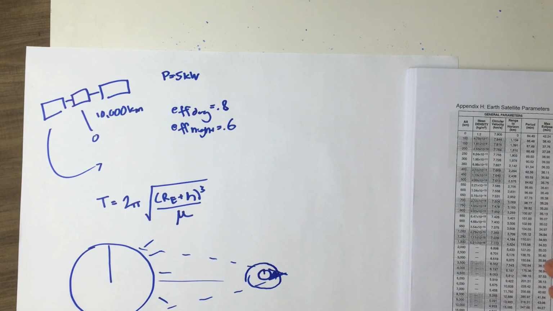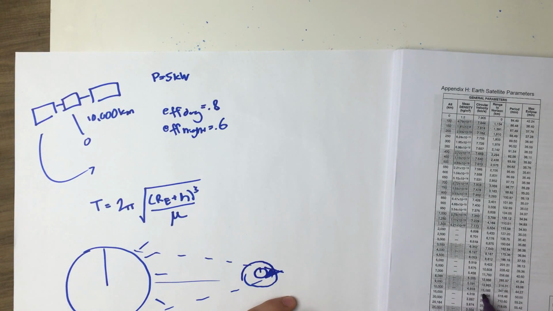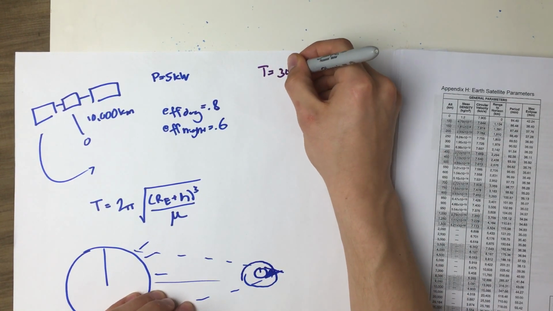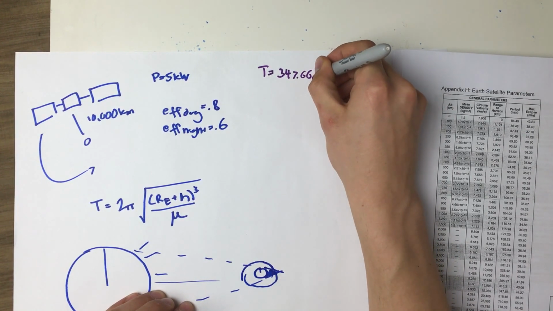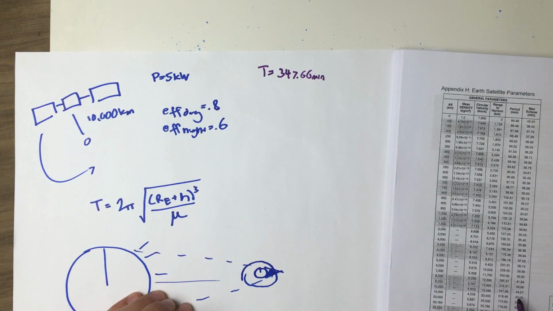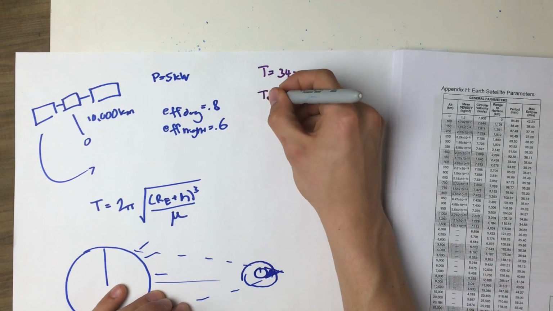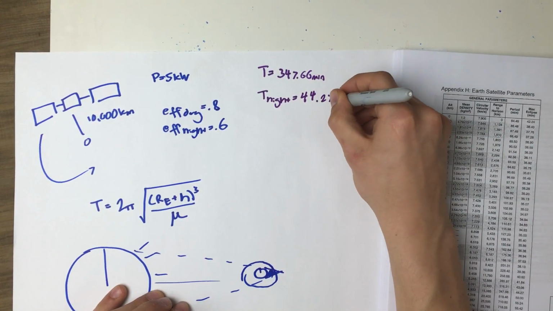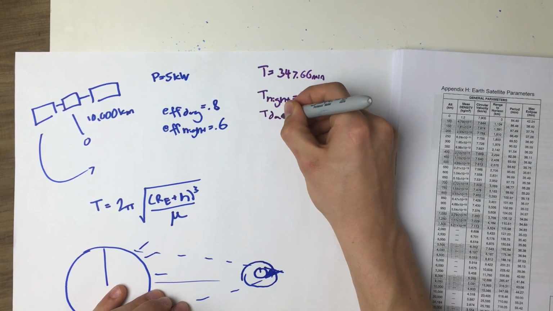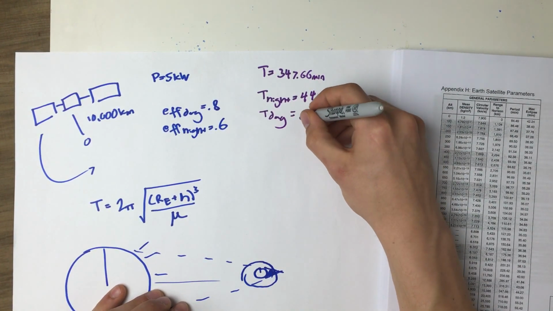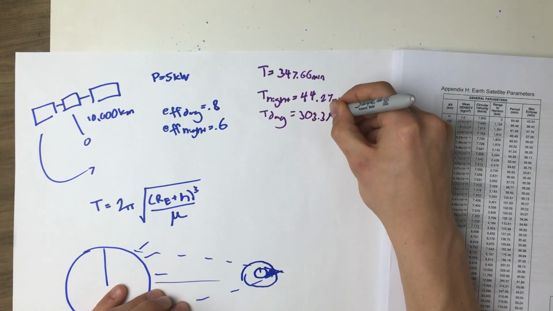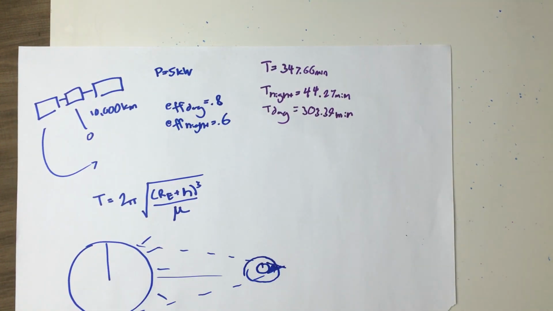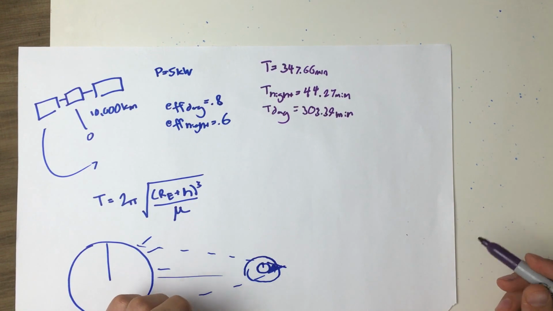For 10,000 kilometers altitude, we're going to have a period of T equals 347.66 minutes. The nighttime out of that period, when it's dark, is going to be 44.27 minutes. And of course, we can just get the daytime by the difference between those two, 303.39 minutes. And so definitely a lot more daytime than nighttime, which is good for our satellite.